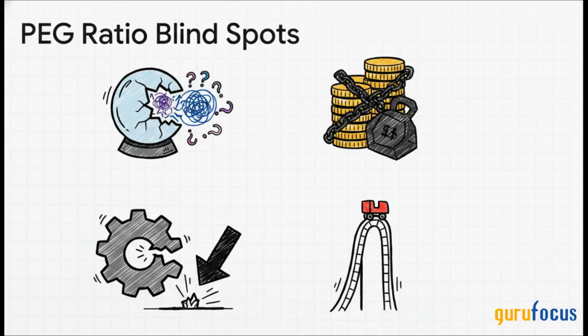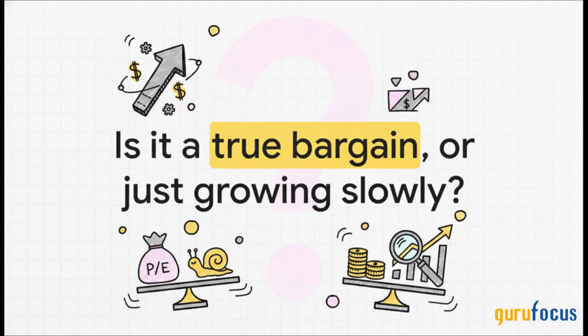Second, it completely ignores the quality of the growth. Think about it. Two companies might both be growing at 20%, but if one is doing it by taking on dangerous, massive amounts of debt, while the other is just generating pure cash, well, the PEG ratio treats them exactly the same. That's a risk. Third, if a company has zero or negative growth, the math just breaks down and the ratio becomes utterly useless. And finally, it can be really deceptive in cyclical industries like commodities, where growth might spike artificially right before a massive industry downturn.